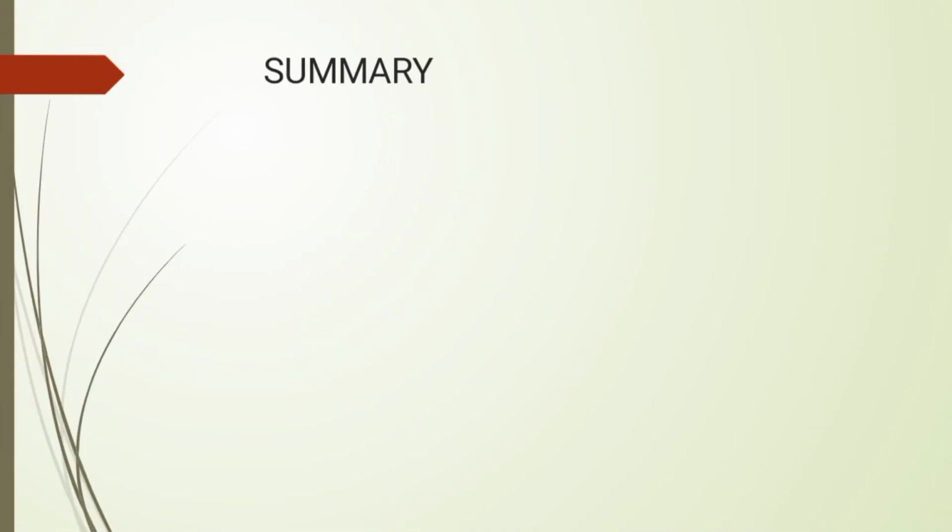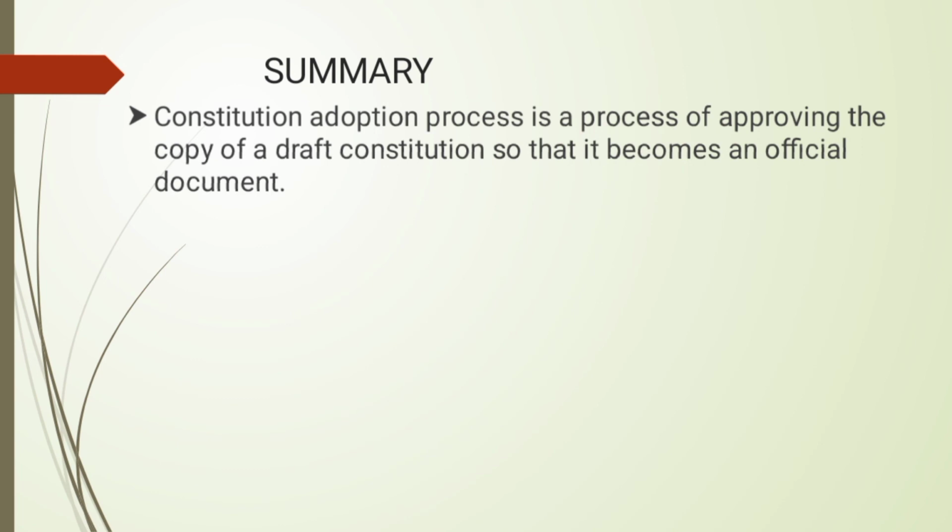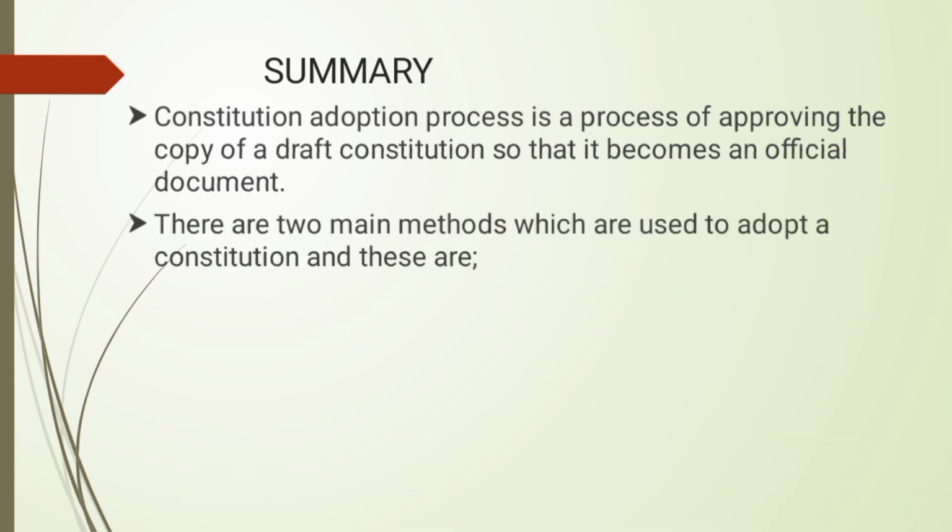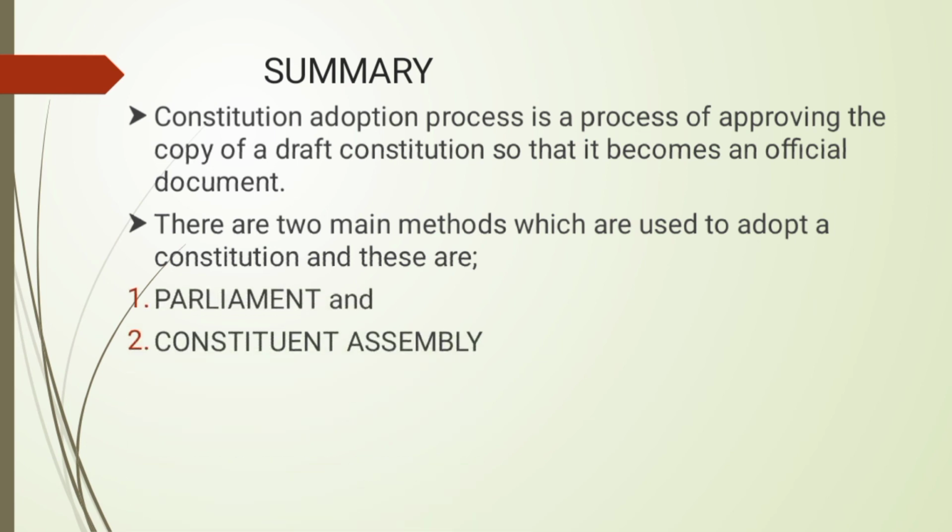What have we learned? Constitution adoption process is a process of approving the copy of a draft constitution so that it becomes an official document. There are two main methods which are used to adopt the constitution of a country, and these are Parliament and Constituent Assembly. Remember, Constituent Assembly is appearing on both instances, the making process of a constitution and adoption process.